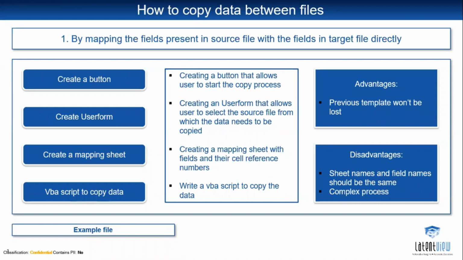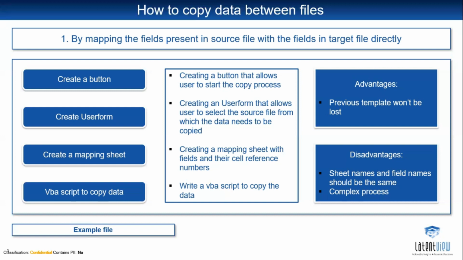Let us look into the advantages and disadvantages of each method. The advantage of the first method is that the previous template won't be lost. The template of the copied file will remain the same, as we'll just copy the field values and not the entire sheet. The disadvantage of this method is that sheet names and field names should be the same. If sheet names and field names are different, then it might cause some issues. And the entire process is complex, especially while creating the mapping sheet.